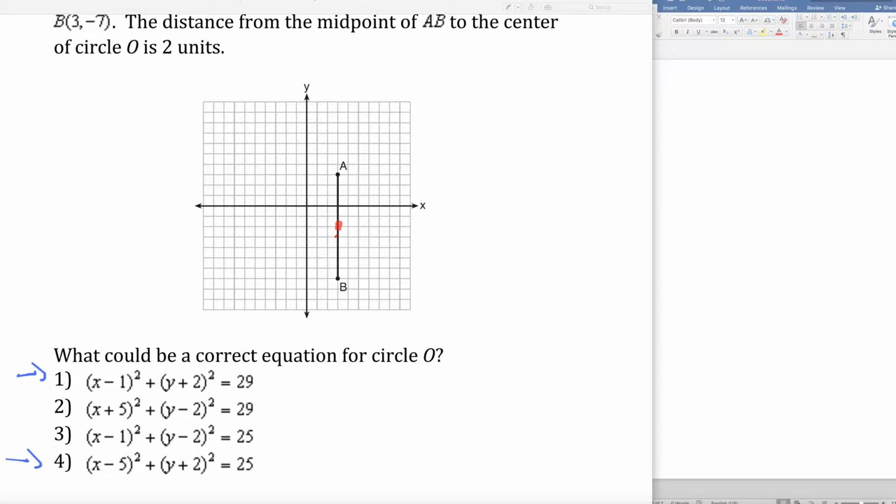What other info did they give us about it? Anything? Yeah, I wasn't sure. I think it's kind of. Does that have anything to do with the chord? Because it's a chord.